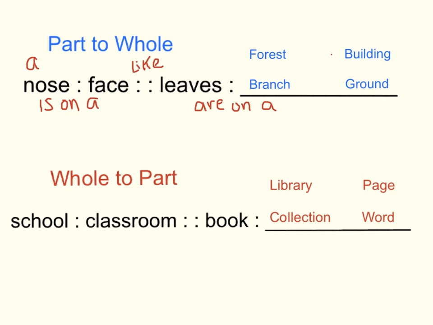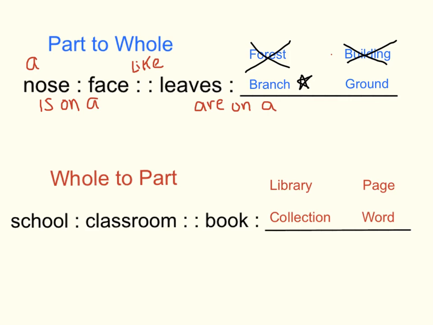So a nose is on a face like leaves are on a forest. Well, leaves are in a forest if they're on a tree, and not even all forests. So I don't think that's a very good option. Leaves are on a building. Leaves are not really on buildings, so I think that's not a very good option either. So I'm going to say it again. A nose is on a face like leaves are on a branch. That sounds pretty good, but since I haven't checked all of them yet, I'm just going to put a star next to it because I can come back to it.